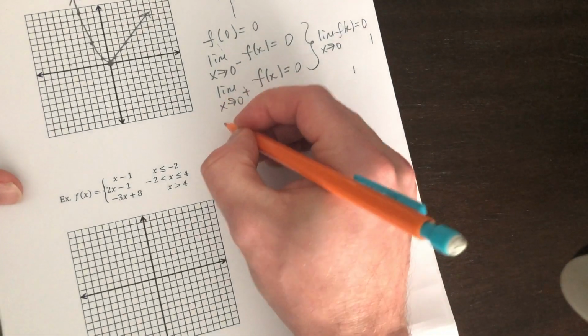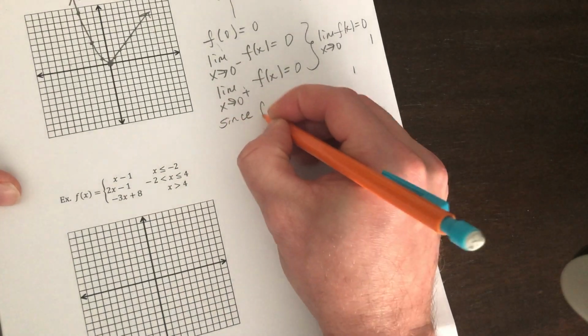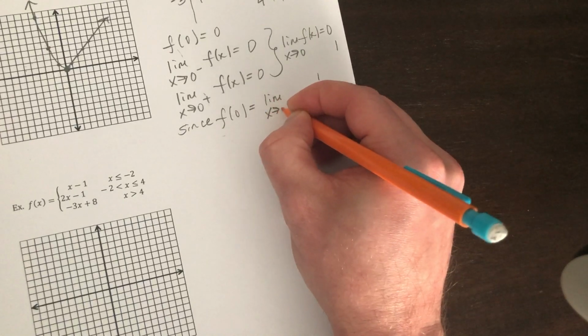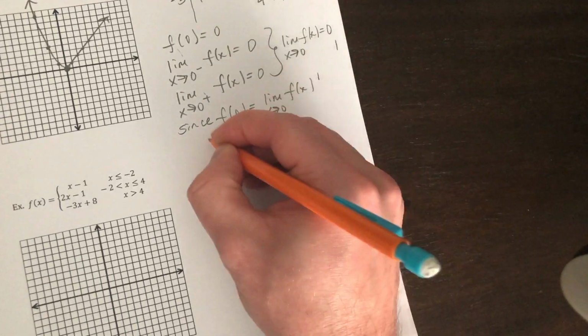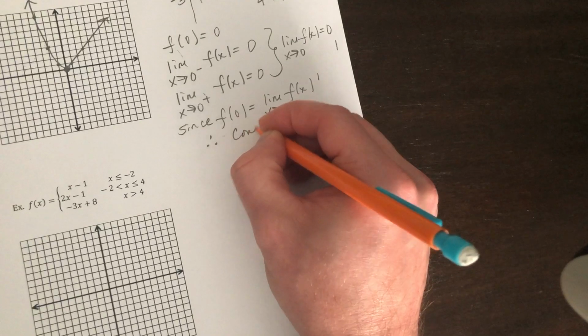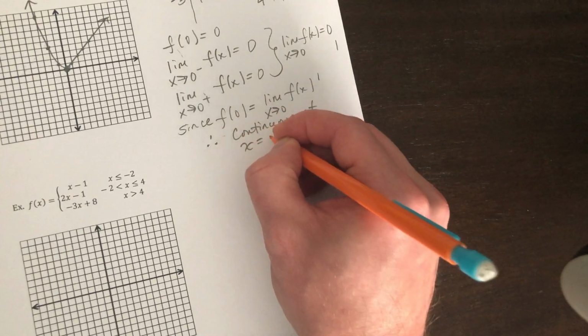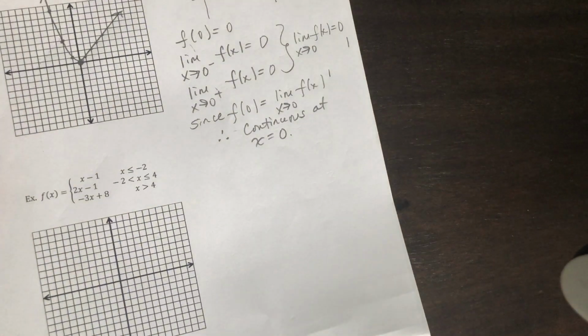Okay, now we say since f of 0 is equal to the limit as x approaches 0 of f of x, therefore continuous at x is equal to 0.